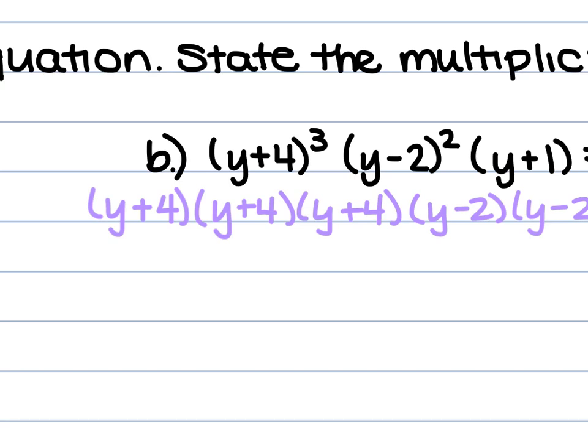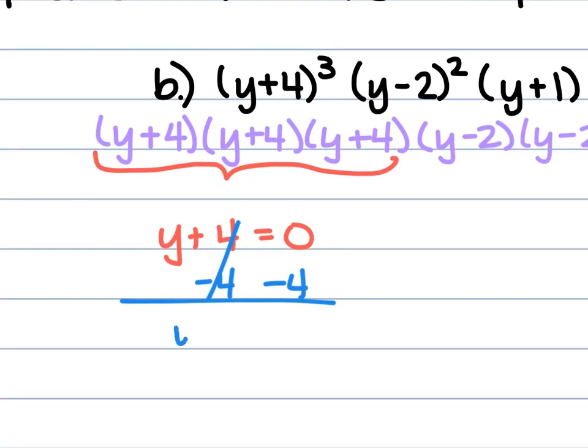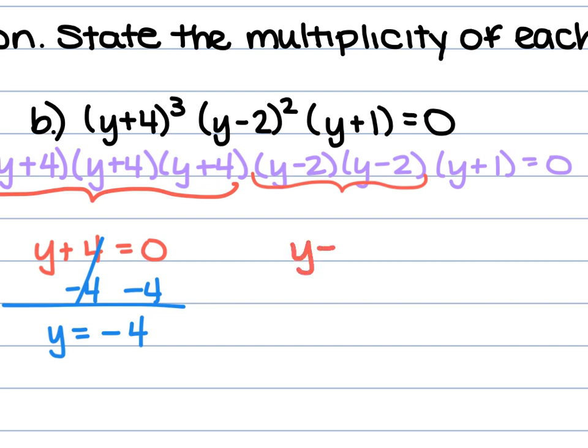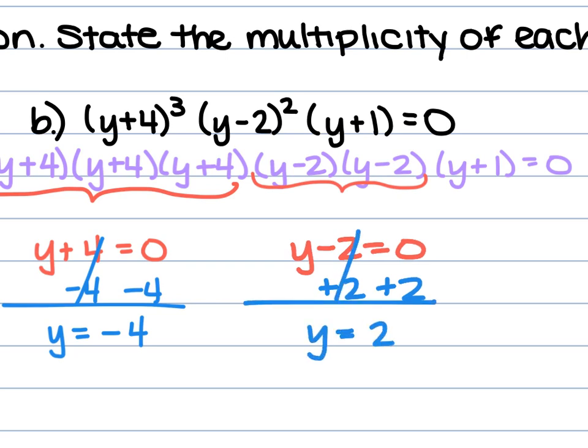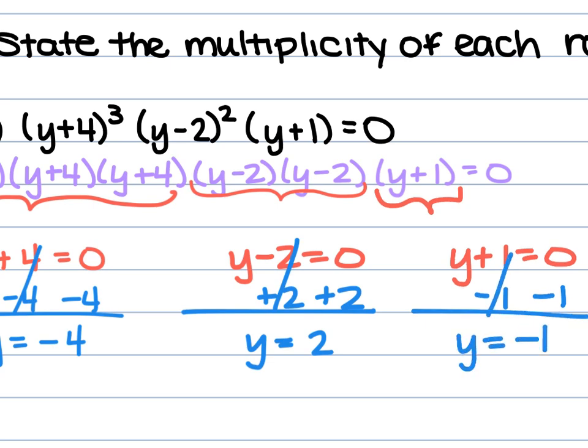So I'm going to solve one of these for all three. So the y plus 4 gets set equal to 0. I'm going to subtract 4 from each side, and we have that y is equal to negative 4. For the y minus 2, I have 2 of those, so I'm going to do y minus 2 is equal to 0. I'm going to add the 2 to both sides and get y is equal to 2. And then for the y plus 1, we have y plus 1 is equal to 0. We're going to subtract 1 from both sides and get that y is equal to negative 1.